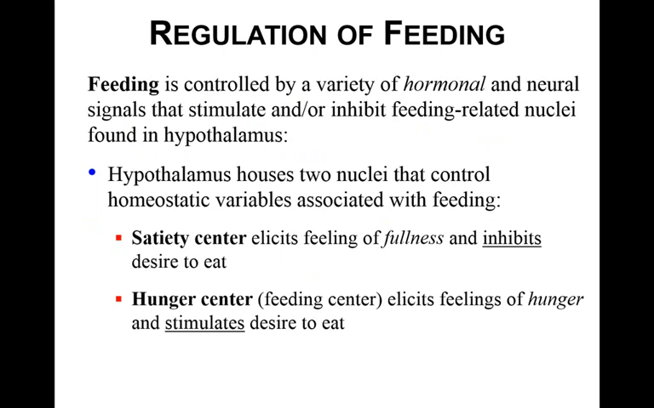All right, regulation of feeding. So we have some hormonal things that signal and stimulate feeding. We also have some neural signals that both stimulate and inhibit feeding. Both of these are found in the hypothalamus. There are two nuclei that control the variables associated with feeding. You have your satiety center and you have your hunger center. Obviously, your satiety center is going to inhibit your desire to eat because it gives you that sense of satisfaction and fullness. The hunger center is going to stimulate your desire to eat because this is what gives you those hunger pains.